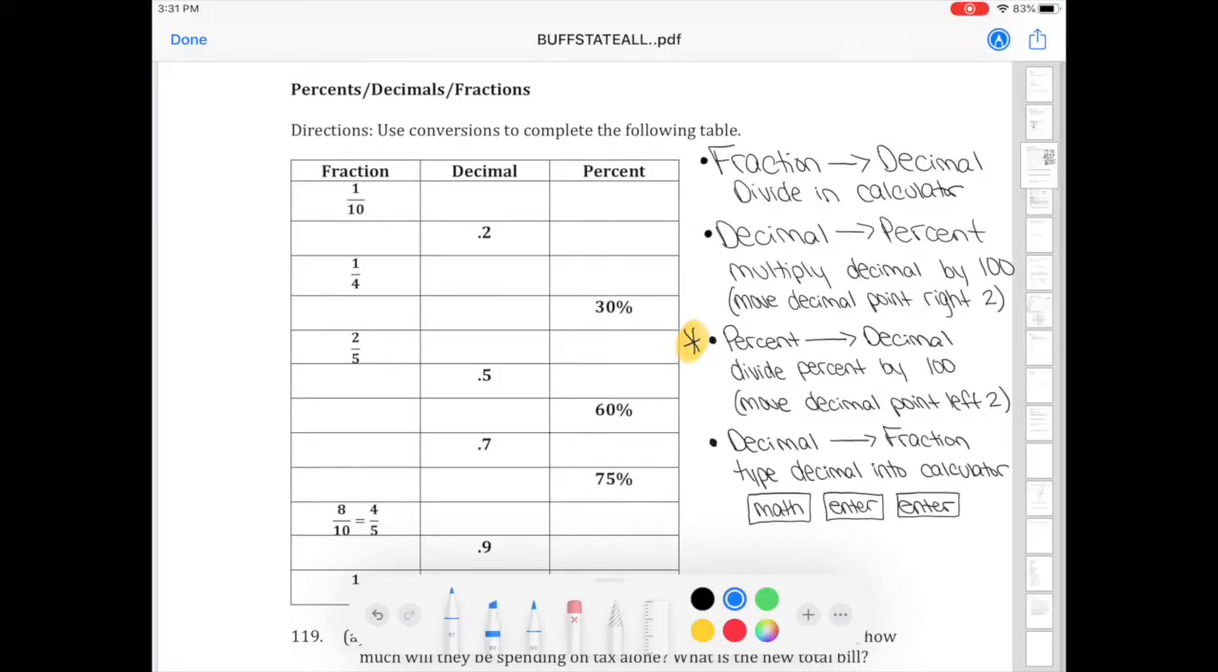Hello everyone. All right, in this video we're going to be continuing with the week 3 notes where we left off, which is on page 26. So the first thing you see on page 26 is this percent decimal fraction conversion table.